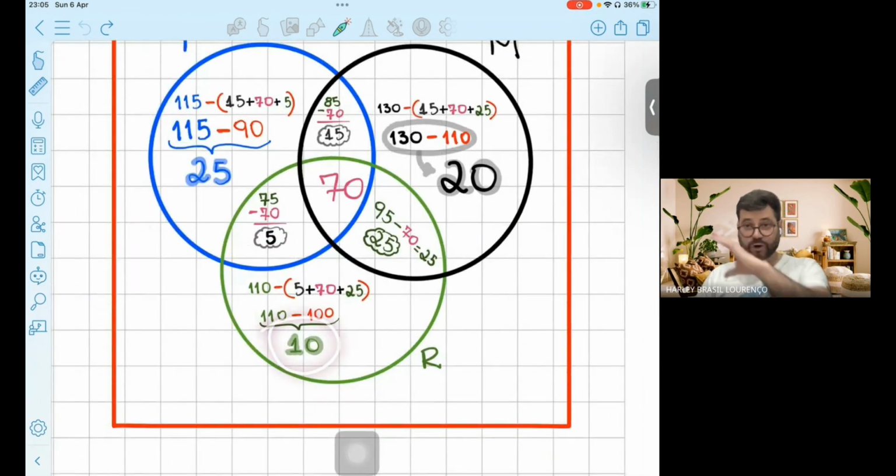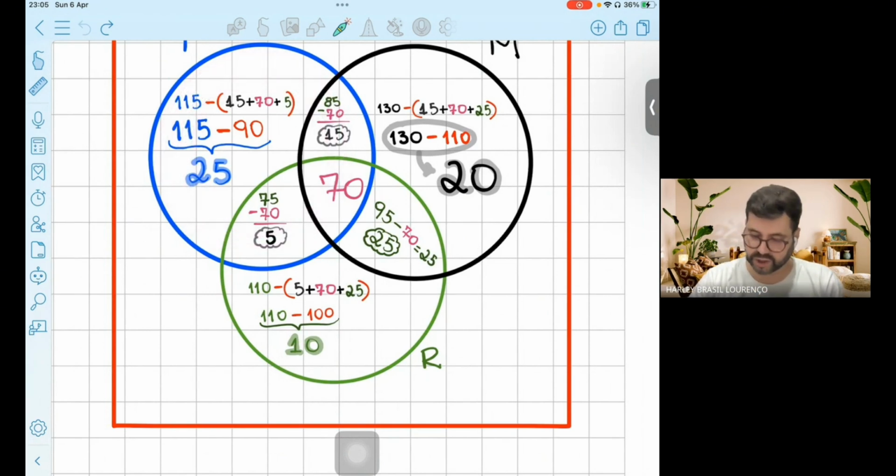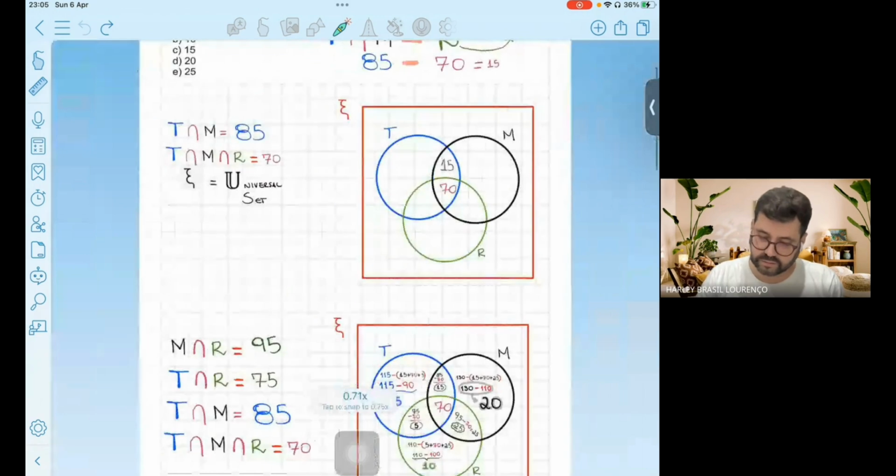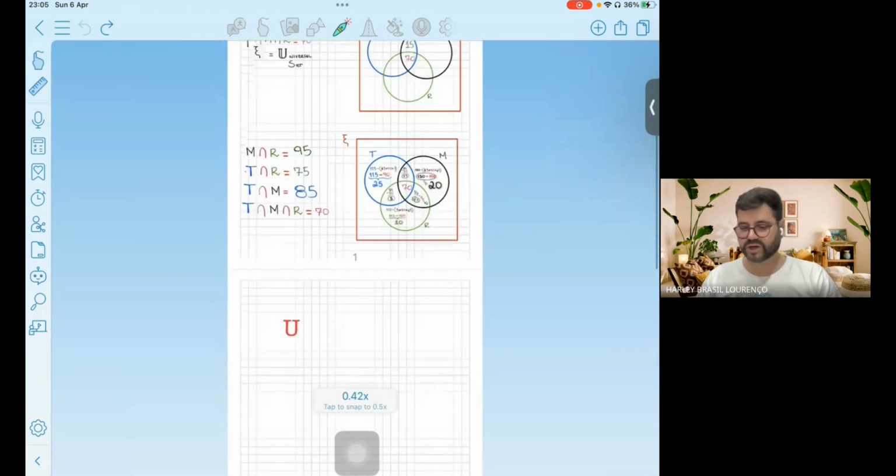And then if you add all these numbers together, so the blue, as you remember, 115, plus 20, plus 25, plus 10 makes 170 clients, which is my universal set.